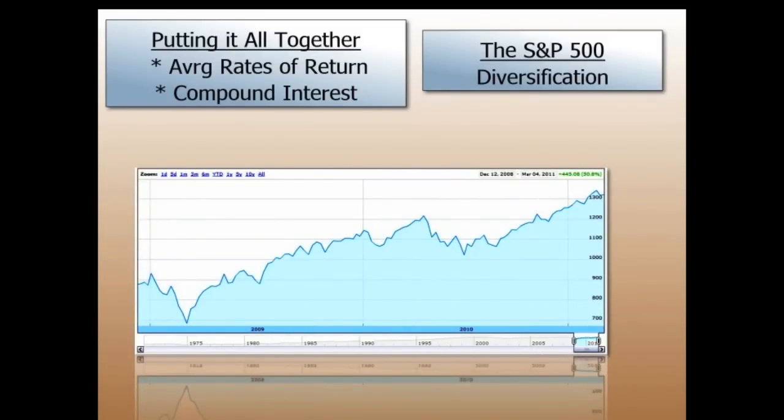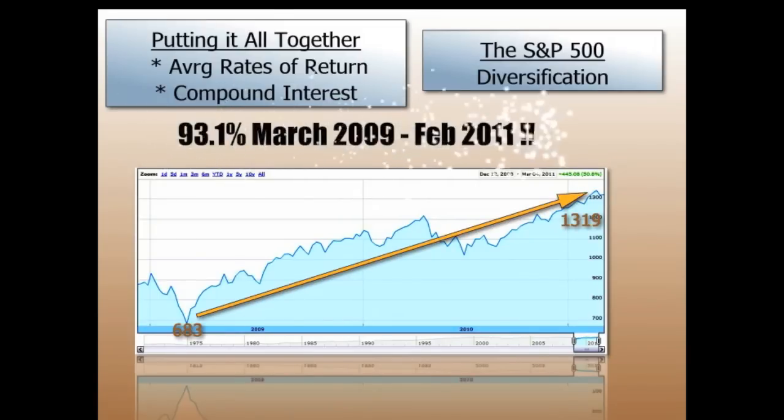If we go back on a graph here and we look at March of '09 at the bottom of the market, the S&P was down to 683, but it's grown to 1319 by February 2011. That's a 93% increase in your worth in the stock market from March of 2009 to 2011, or about 48% per year across that time. Now, who wouldn't want to get that? Take 48% per year and put that to your rule of 72, and that is majorly significant.